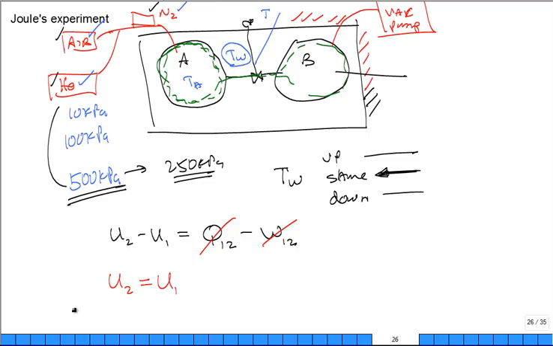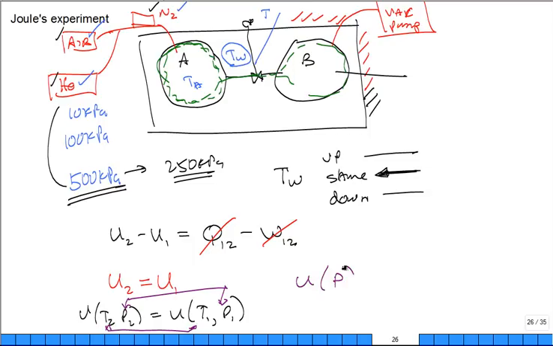Let me write it out this way. U is a function of T2, P2 is equal to U of T1, P1. Did the pressure change? Sure did. Did the temperature change? No. Can the internal energy be a function of pressure? I changed the pressure, but the internal energy has to be the same. It's not a function of pressure. He concluded the internal energy is not a function of pressure.